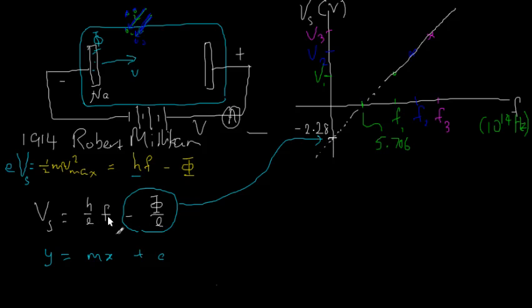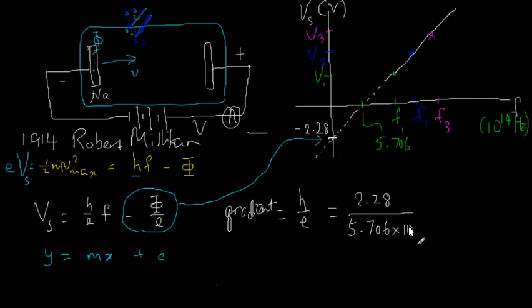the gradient. We would say that the gradient is h over e. Gradient, which is h over e, would be equal to, and I can just make use of this triangle directly, vertical over horizontal. So that would be 2.28 divided by this, 5.706 times 10 to the power of 14.